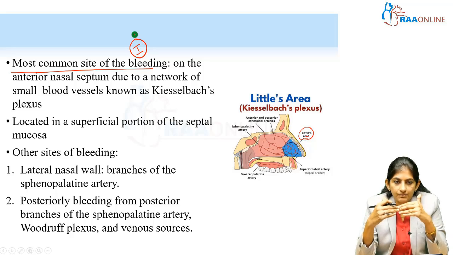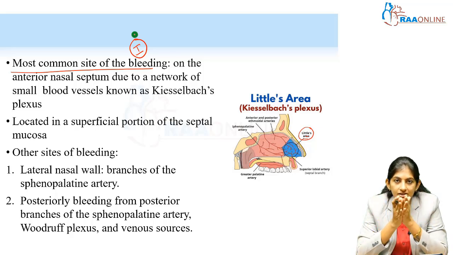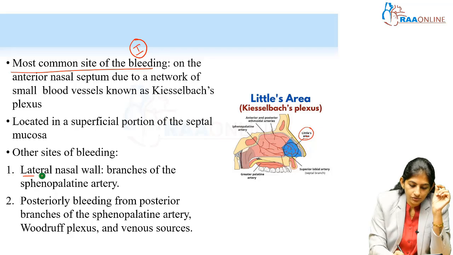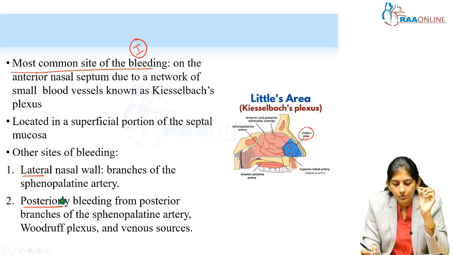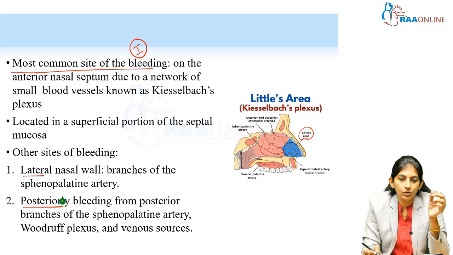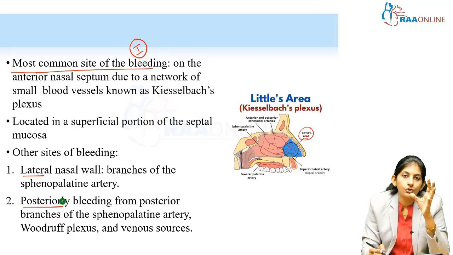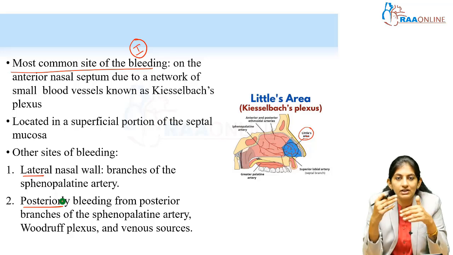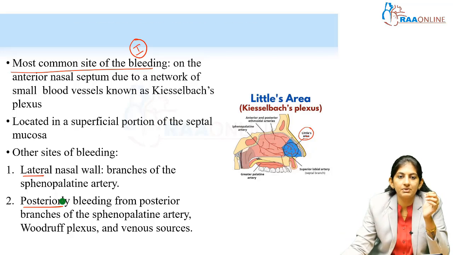What about the other sites of bleeding? Not just the anterior nasal wall, it can happen in the lateral nasal wall as well, which has branches of the sphenopalatine. Posteriorly also the bleeding can occur. Posteriorly, it is the posterior branch of the sphenopalatine artery which is involved, and this posterior bleeding point is very difficult to control with an anterior nasal packing, and it is one of the severe presentations of epistaxis. We will discuss this later in this presentation.